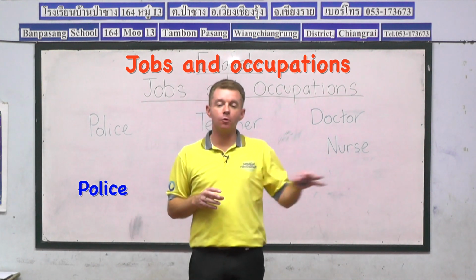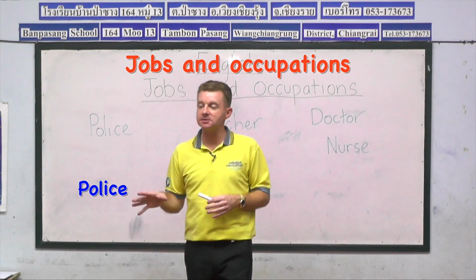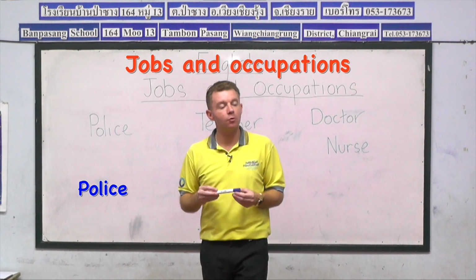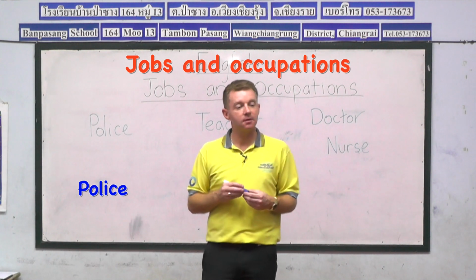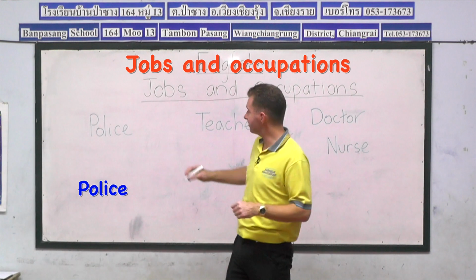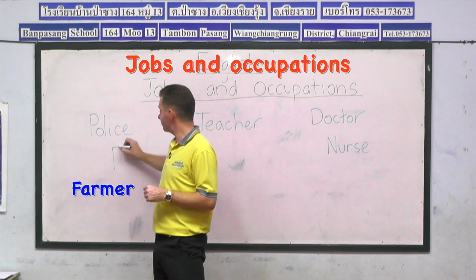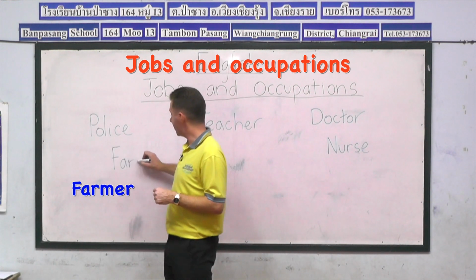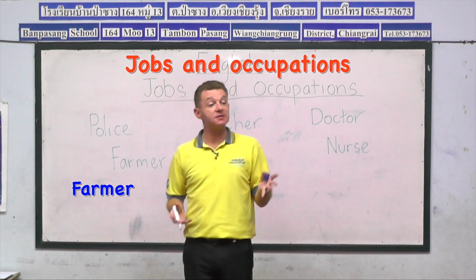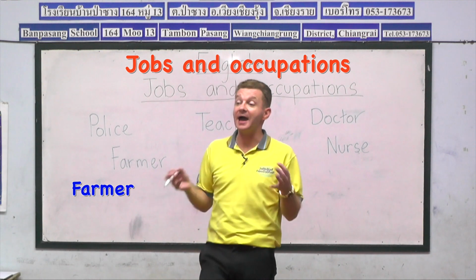What are the people who work in the fields with the rice and the corn? What do they do? The people who work in the fields with the rice, produce the rice. Farmers. Yes, we have farmers too. F-A-R-M-E-R. Farmer is somebody who works with food and animals.